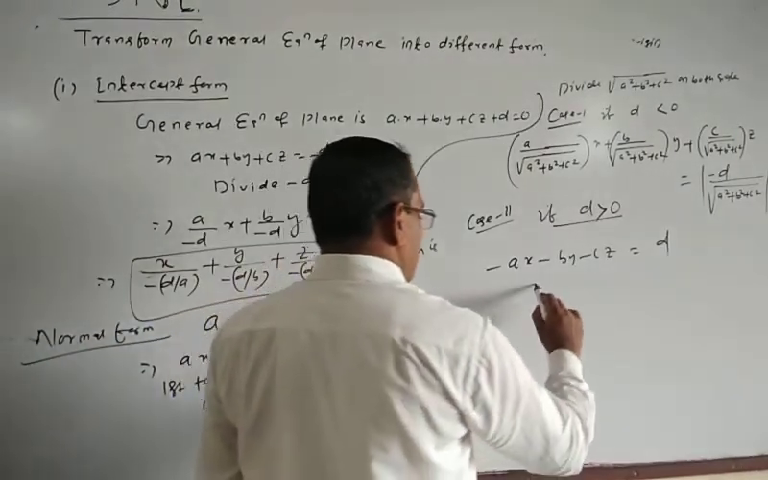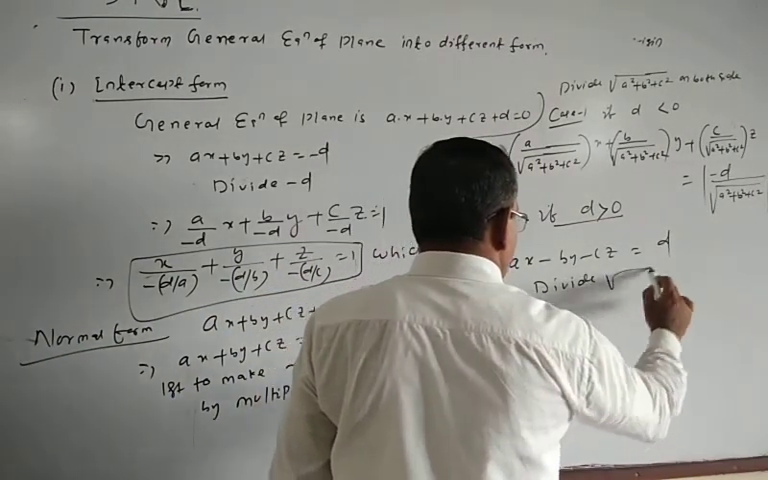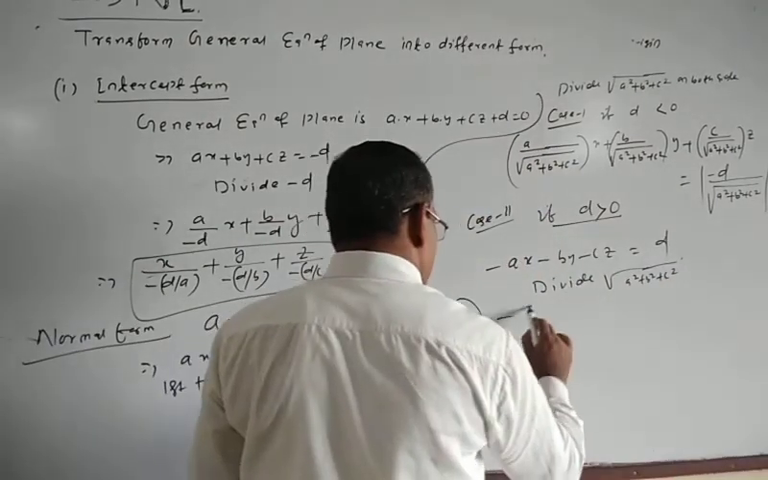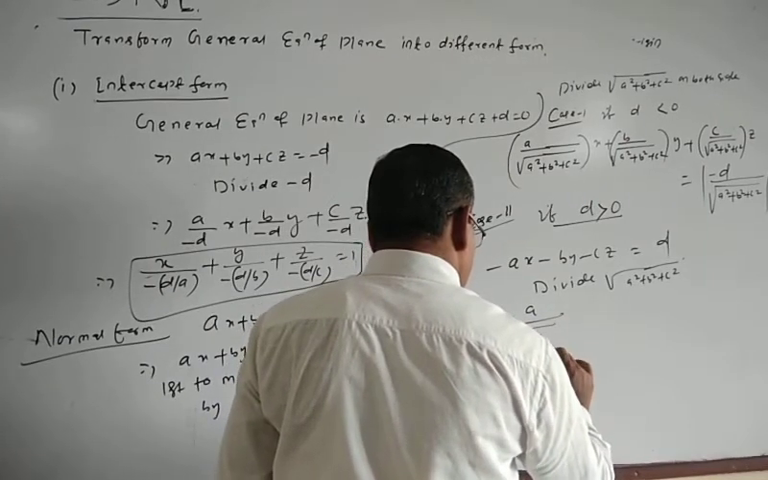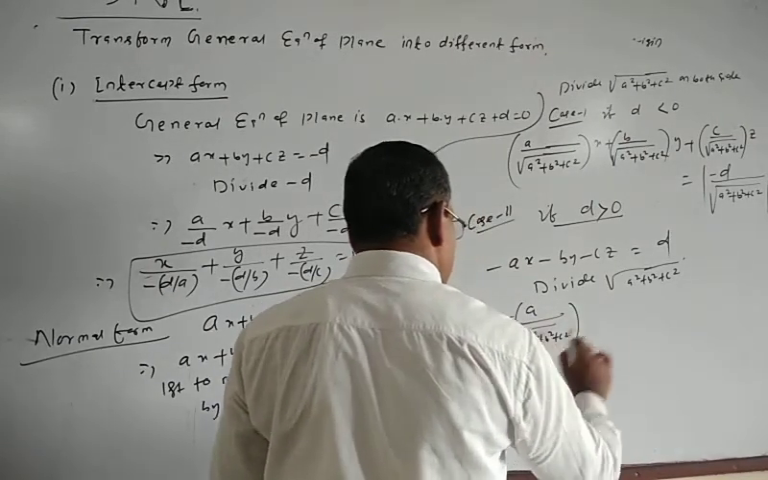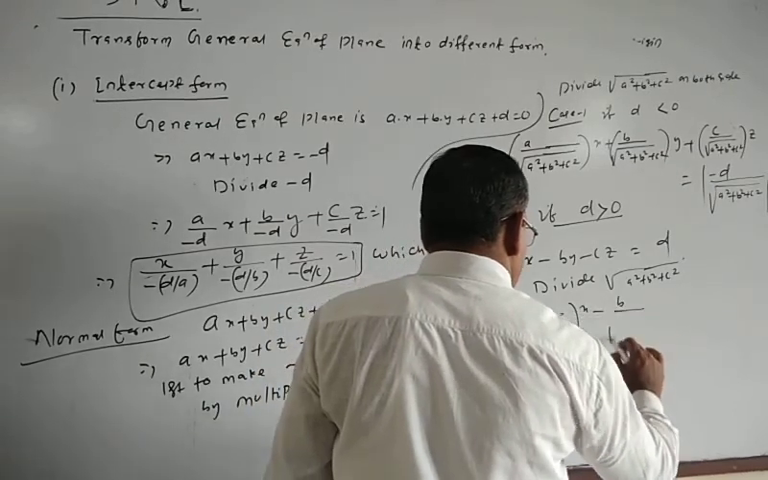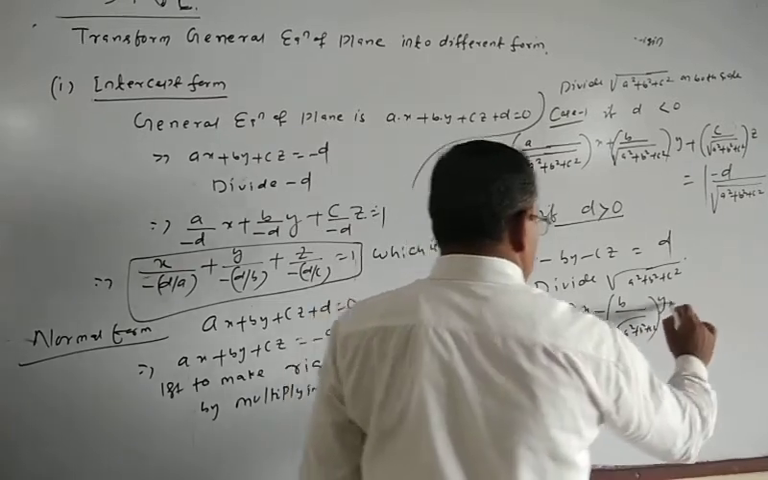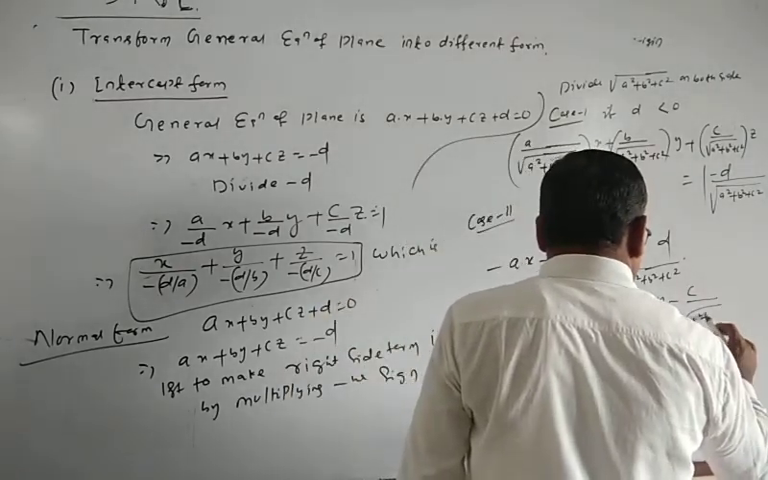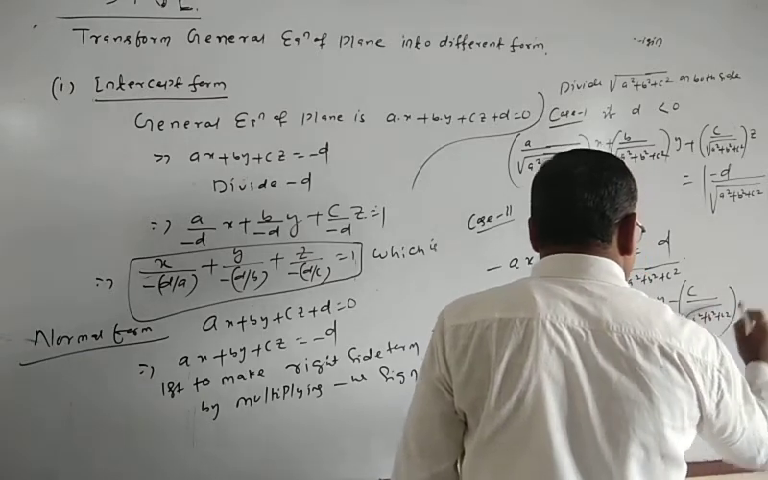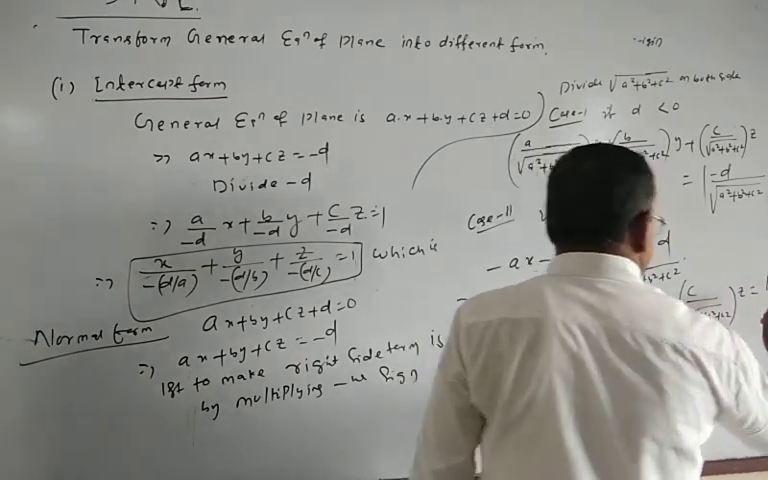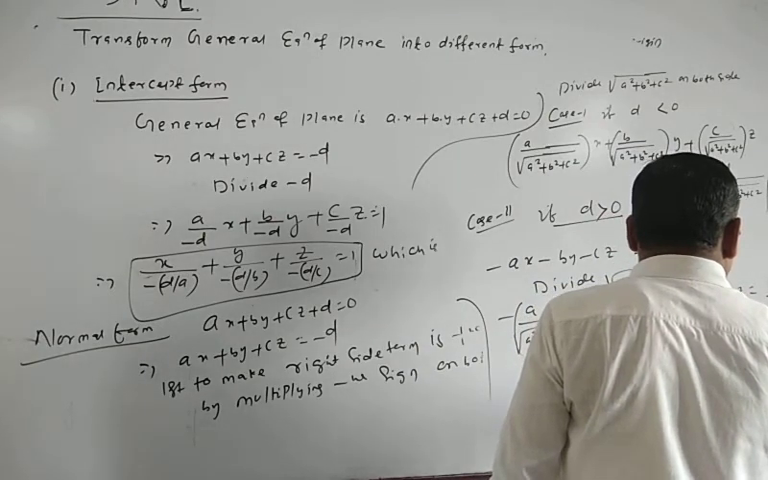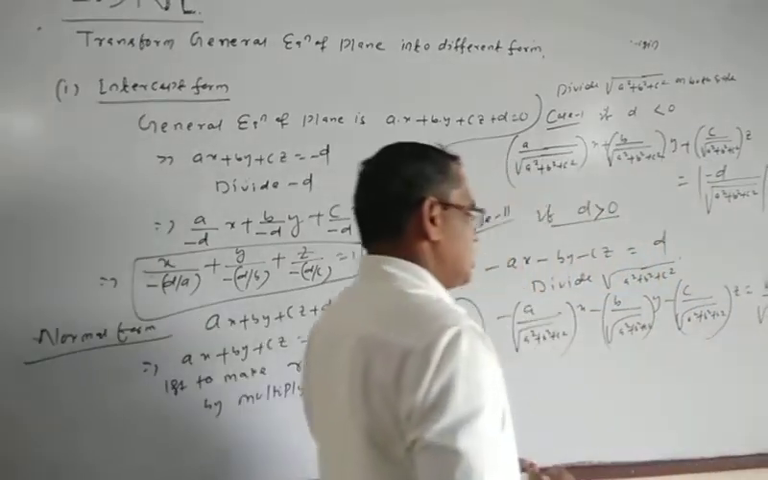So here divide by root of a square plus b square plus c square. So this will be minus a by root of a square plus b square plus c square into x, minus b by root of a square plus b square plus c square into y, minus c by root of a square plus b square plus c square into z is equal to d by root of a square plus b square plus c square.